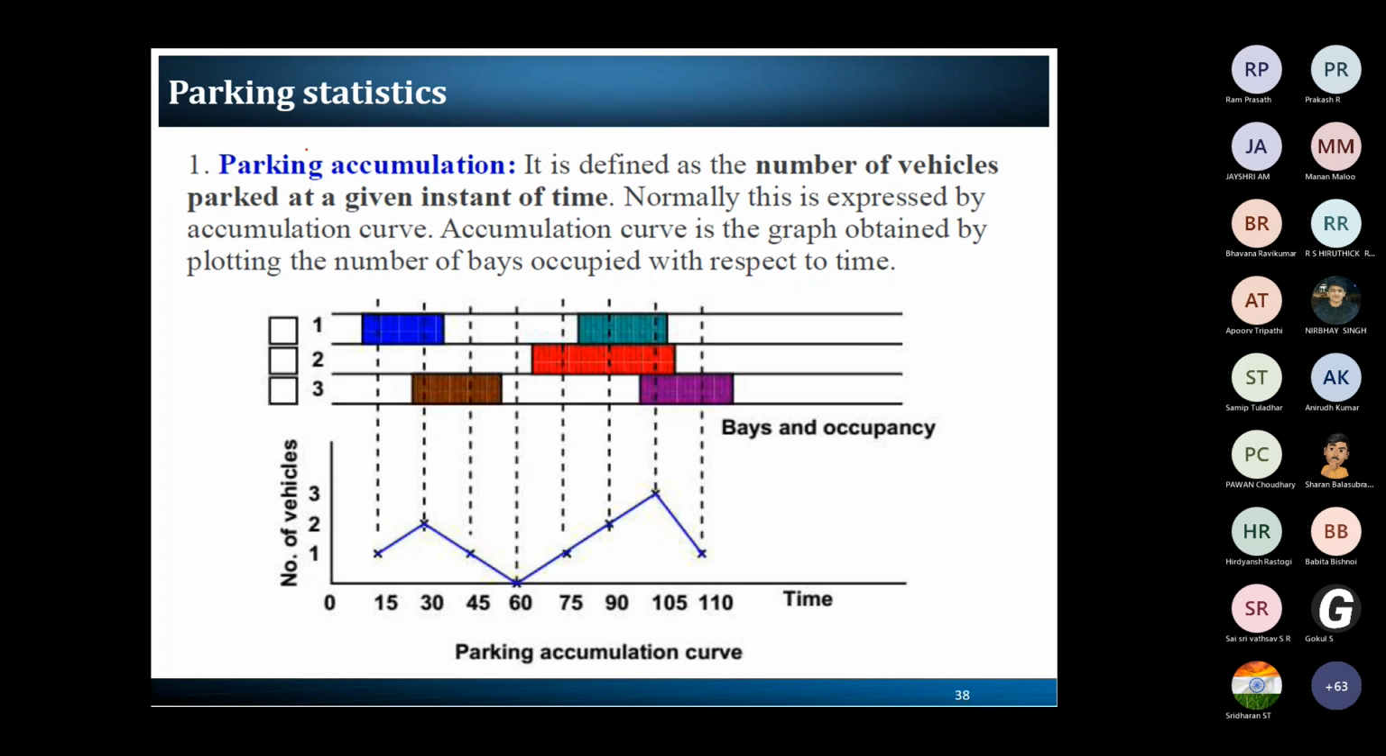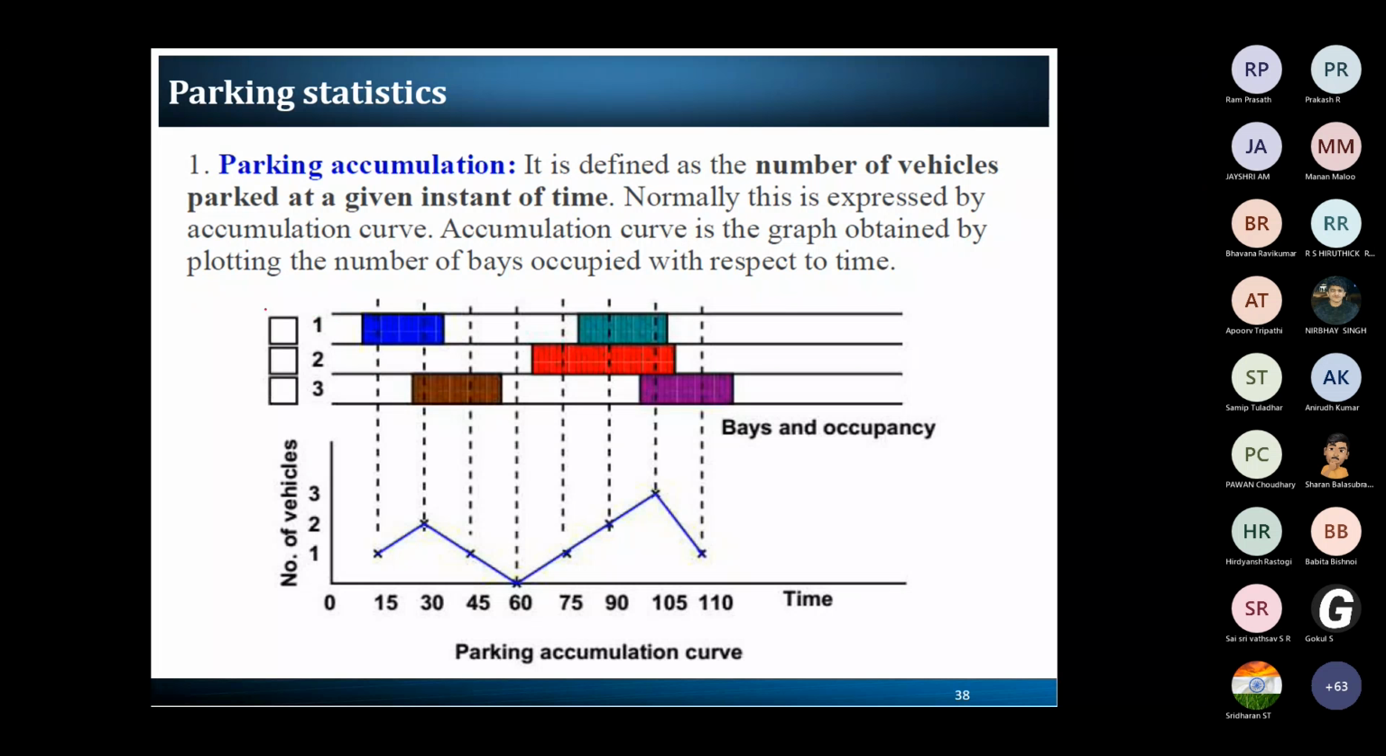So the parking, we are evaluating with respect to different kinds of statistical parameters, like parking volume, parking index, parking load, and the accumulation graph. These are the technical terms we use to understand the parking scenarios. Typically, we plot the graph, and from the graph we try to identify the different parameters.